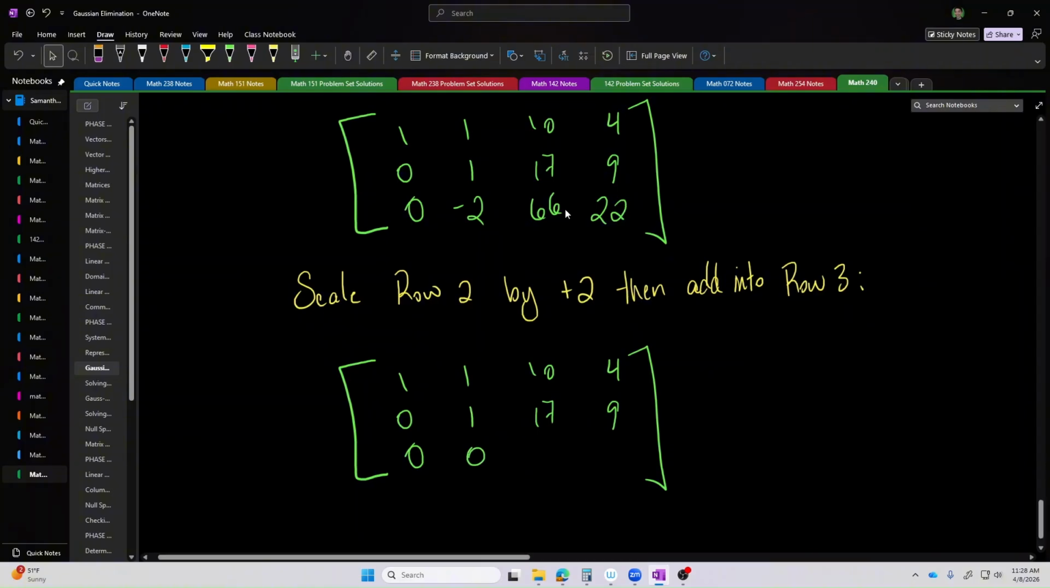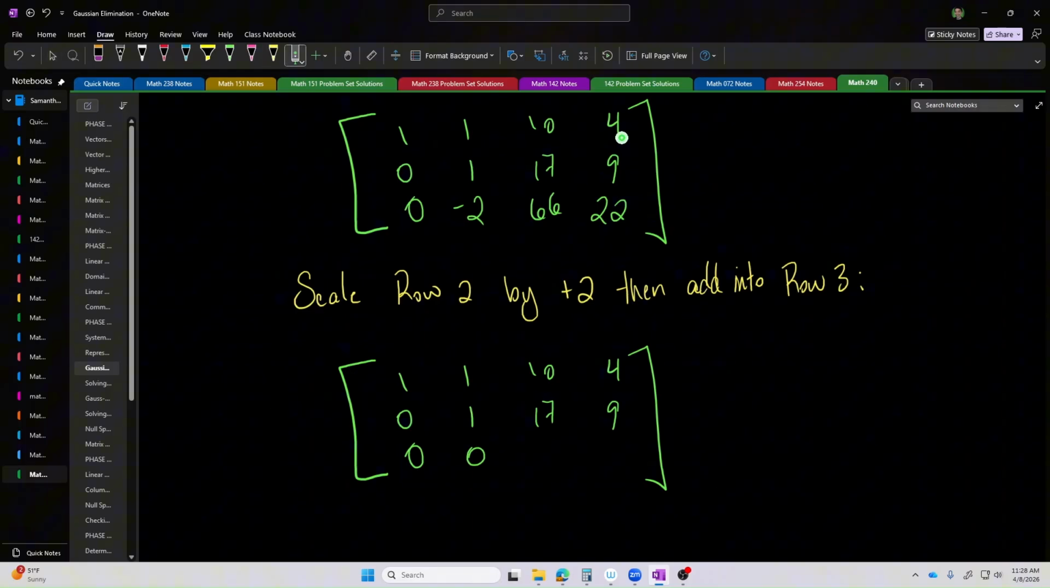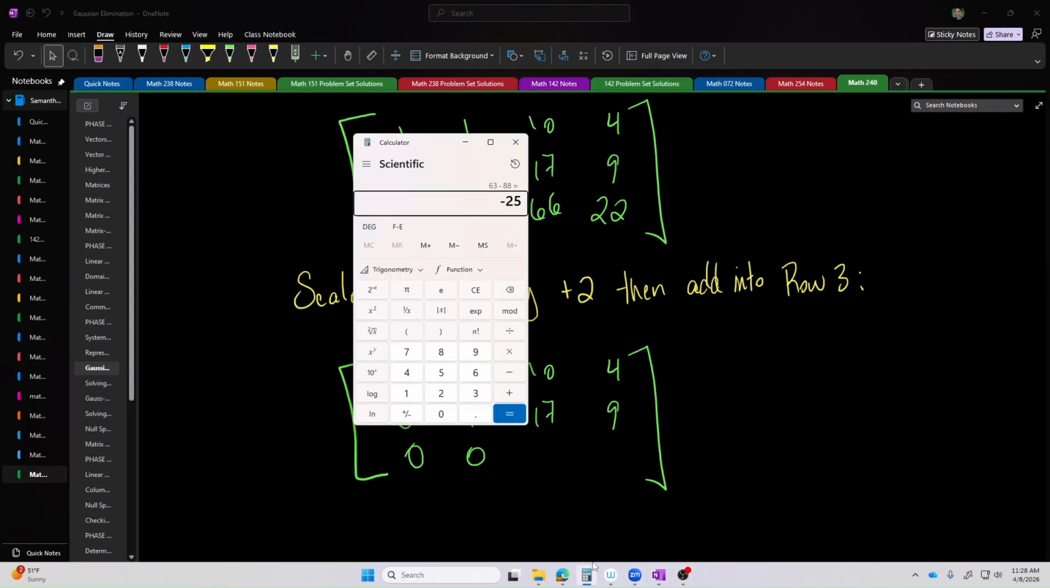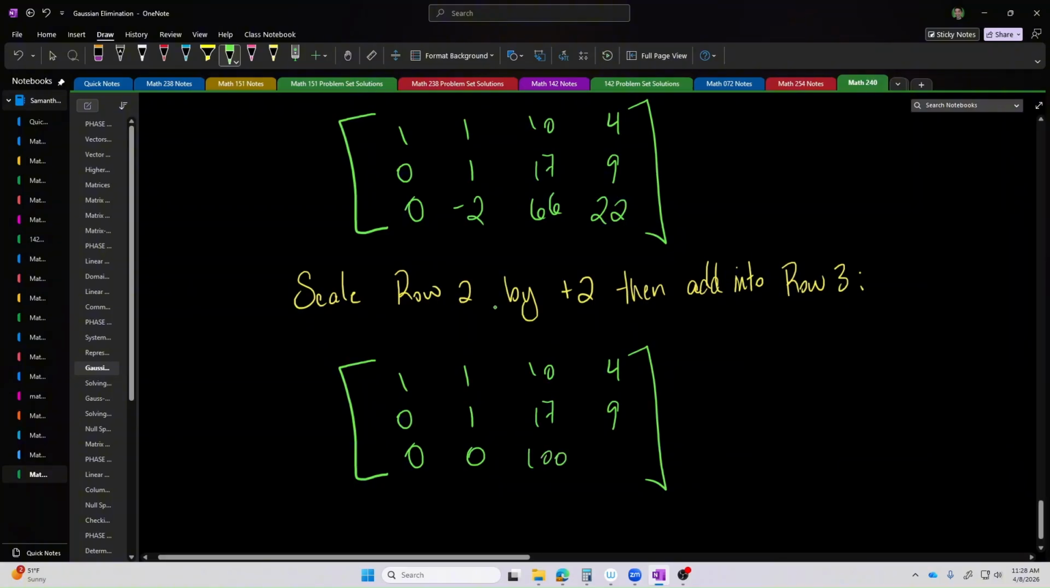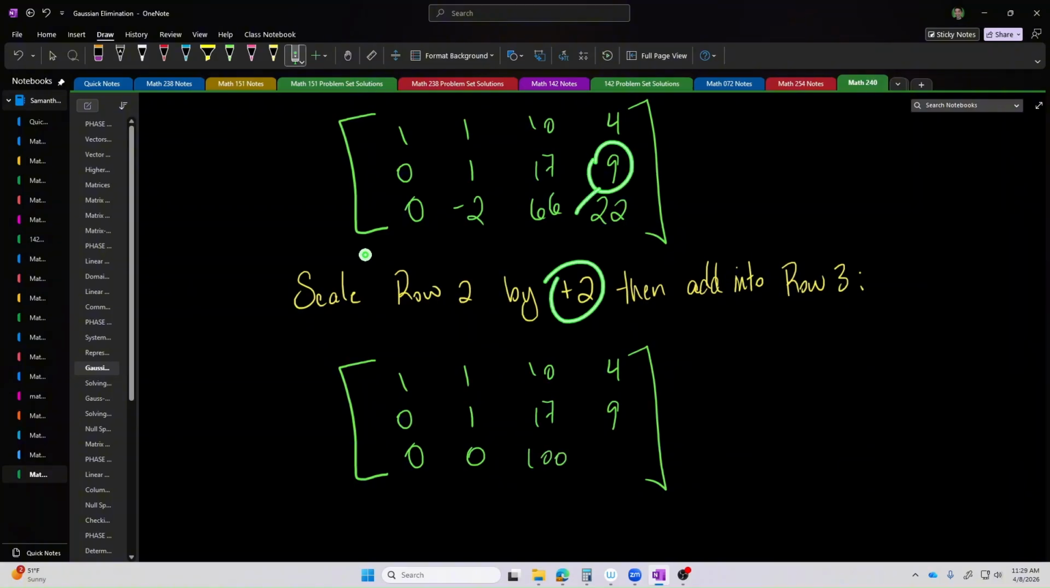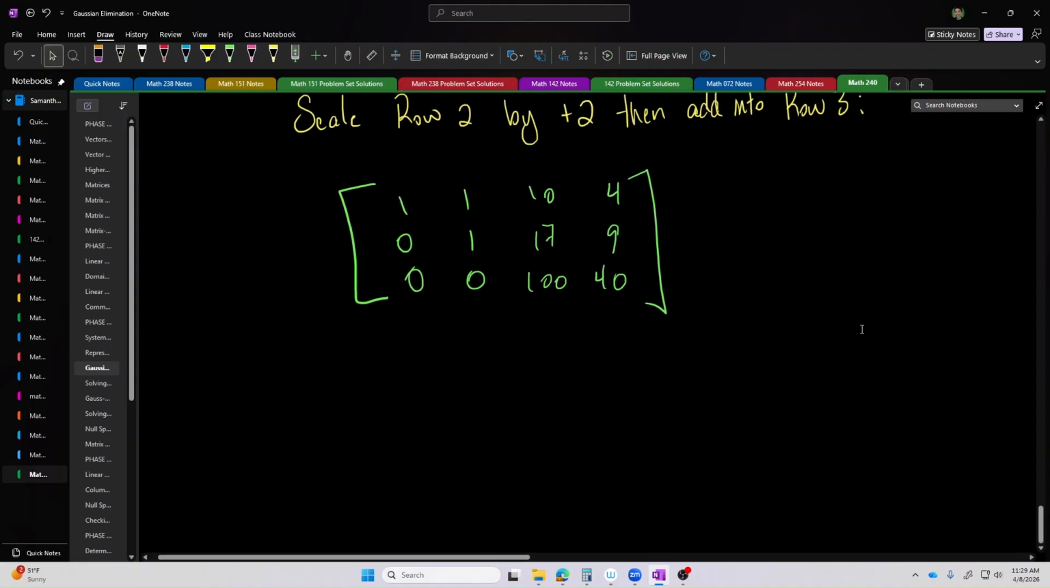So then let's figure out what's happening with the third column and with the fourth column. In the third column, we have 17 times 2 plus 66. So 17 times 2 plus 66 is 100. Amazing. 9 times positive 2 added to 22. I think that's 40. So with this step concluded, now let's take a step back and look at our matrix. We can see that the matrix that we have just obtained is currently in row echelon form.